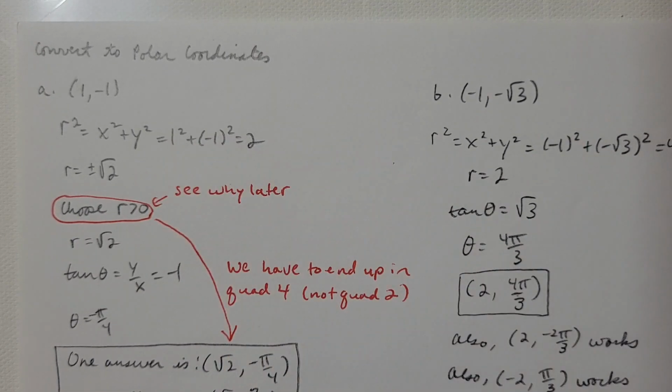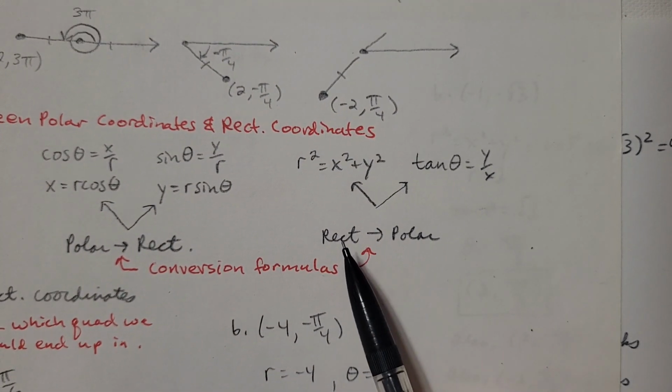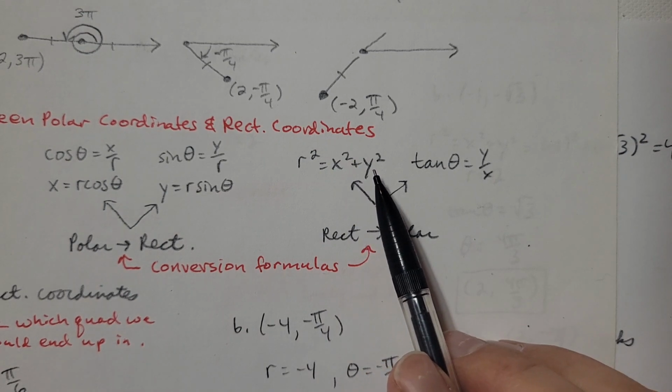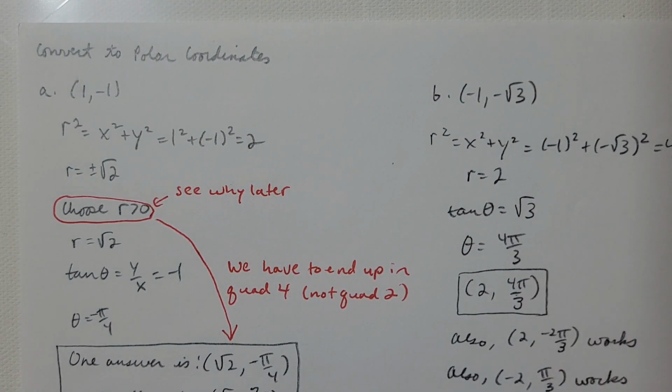So if I were to plot this point (1, -1) in rectangular coordinates, I'm going to be in quadrant 4, right? So if I don't get a point in quadrant 4 in polar coordinate form, something went wrong. Okay, here are the formulas for getting from rectangular form to polar form: r squared equals x squared plus y squared, and tan theta equals y over x. So I'm going to be using those.